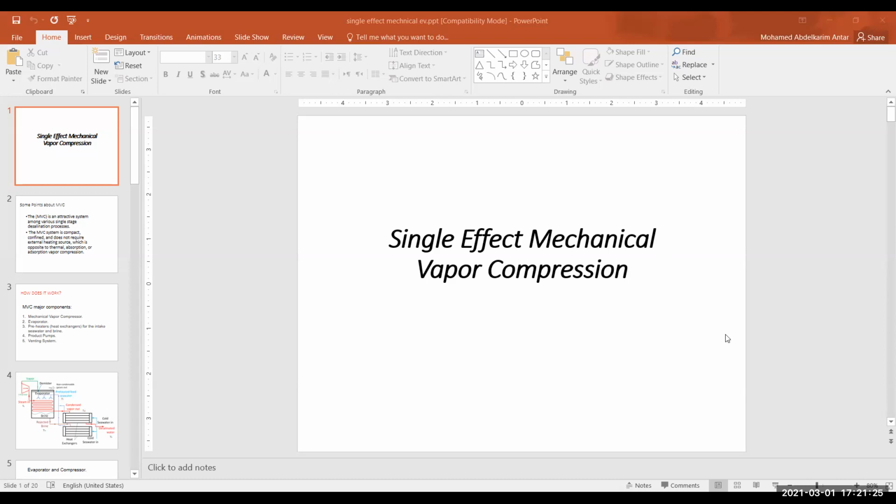So we're still focusing on the mechanical or the single effect evaporation system. And last time we made a description of the single effect mechanical vapor compression system, which has some unique features, being a standalone unit. You don't need a boiler, you don't need a power plant to connect to. All you need is a compressor. So that looks like a very good option for operating this unit.